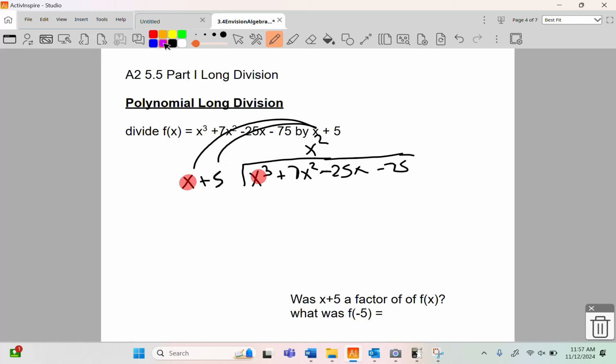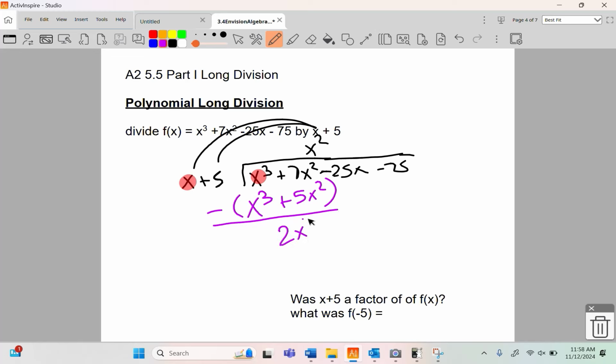The rules of long division haven't changed. What's the next step going to be? Subtract. Wrap before you subtract, or you'll make sign mistakes. If you don't wrap that, all you'll do is take away the first term and trust the sign on the second one. Always wrap before you subtract. X cubed minus x cubed is nothing, right? What is 7x squared minus 5x squared? 2x squared.